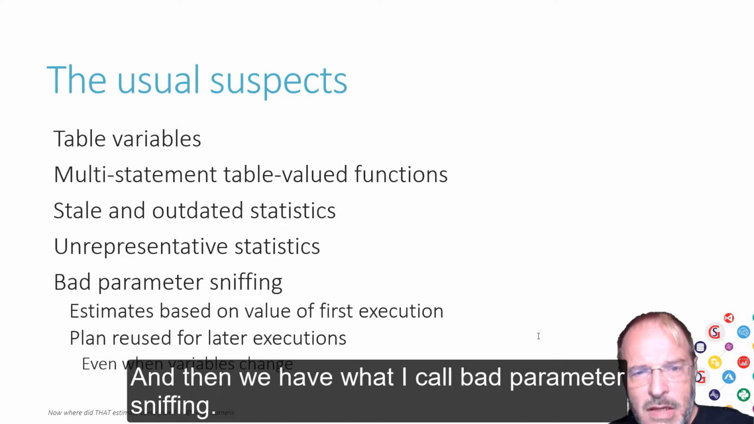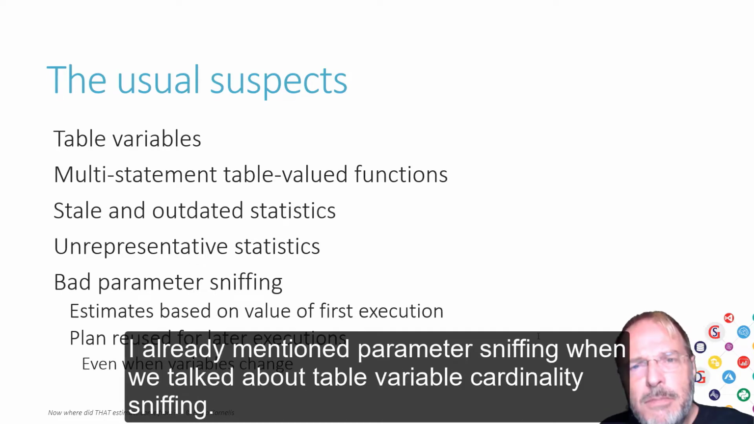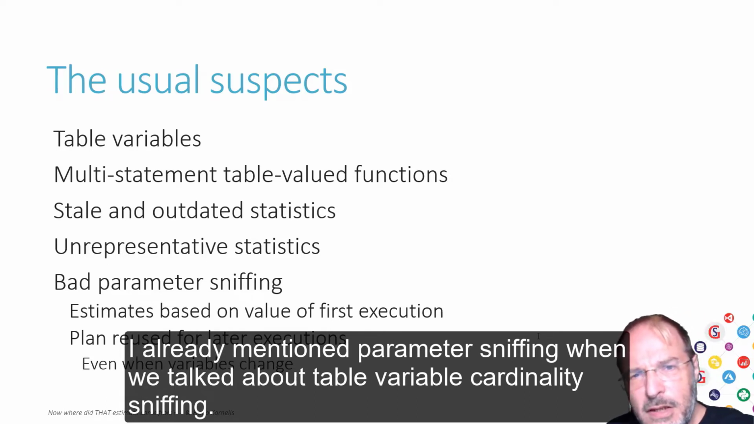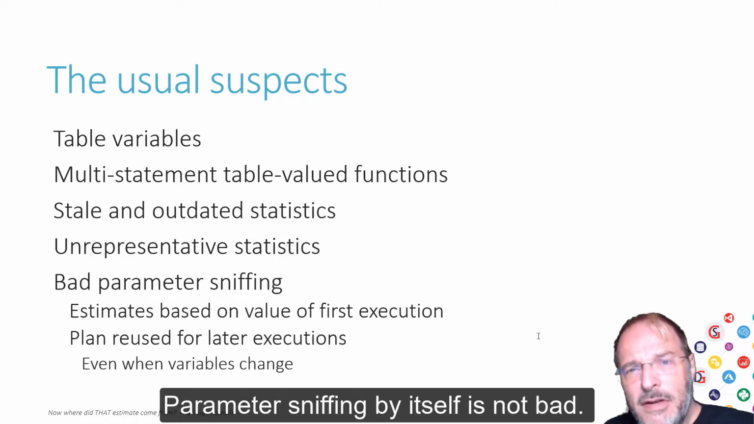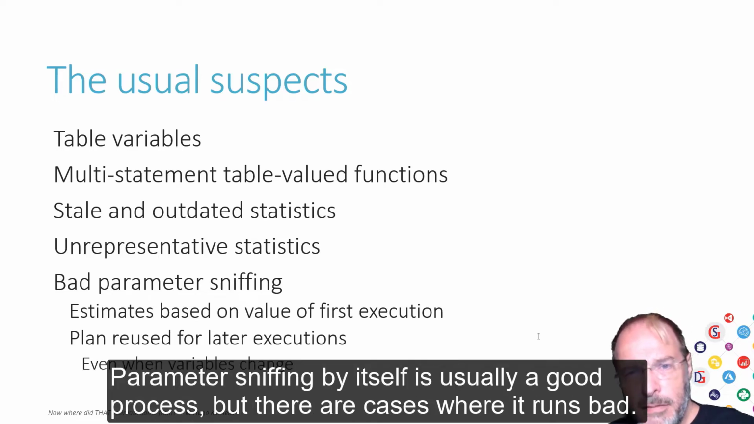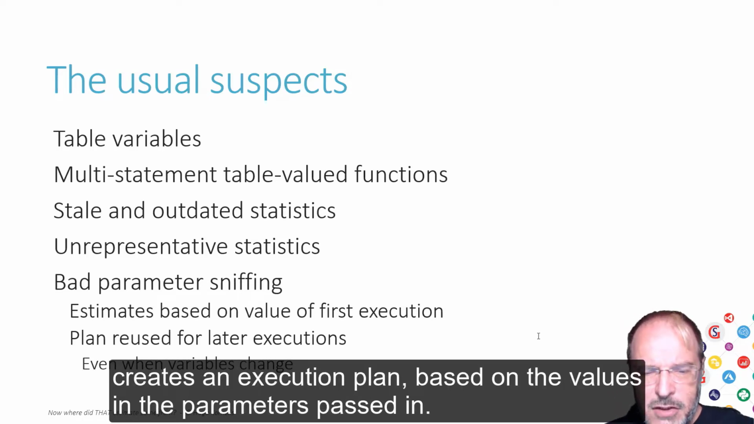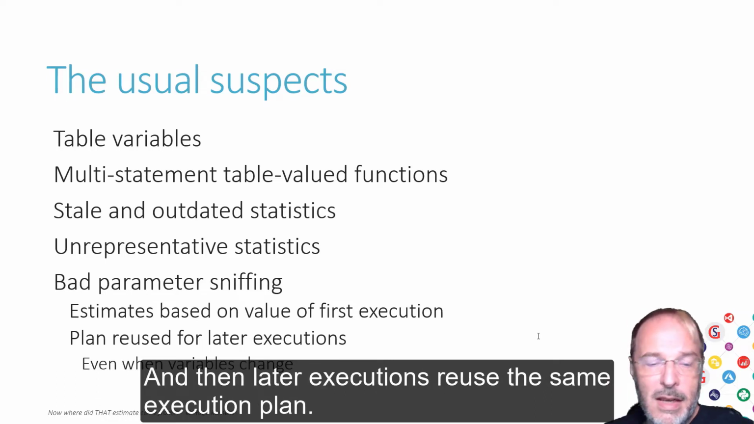And then we have what I call bad parameter sniffing. I already mentioned parameter sniffing when we talked about the table variable cardinality sniffing. Parameter sniffing by itself is not bad. Parameter sniffing by itself is usually a good process, but there are cases where it runs bad. So, like I mentioned in the demo, if you have parameter sniffing, it means that a stored procedure, when it first executes, creates an execution plan based on the values in the parameters passed in. And then later executions reuse that same execution plan.